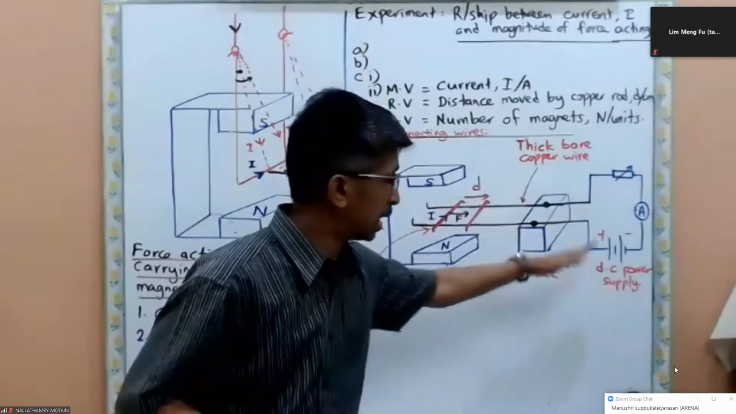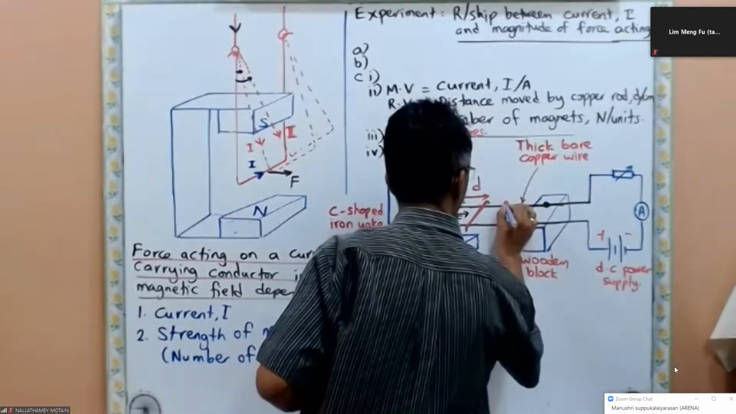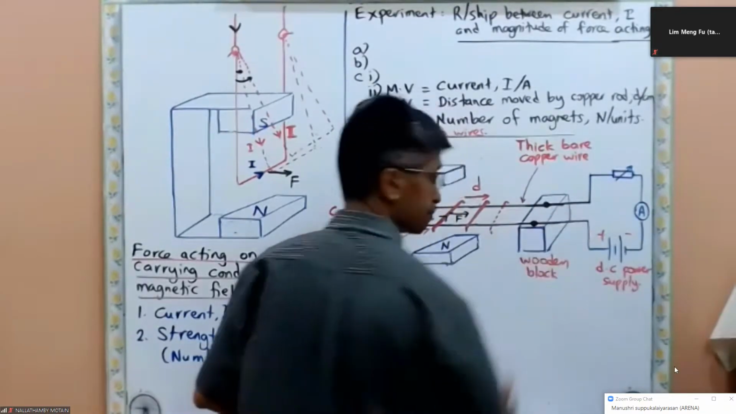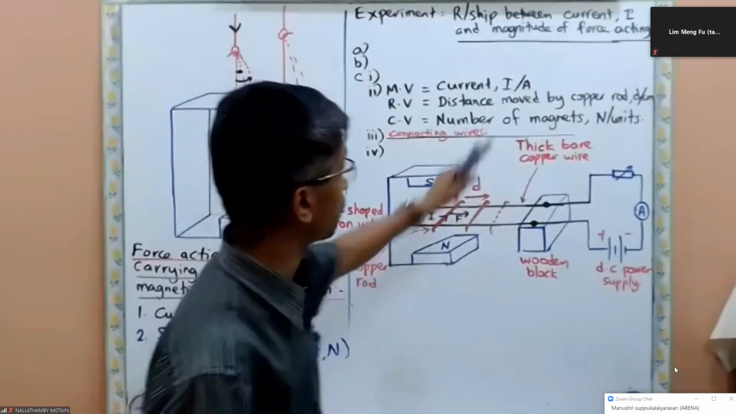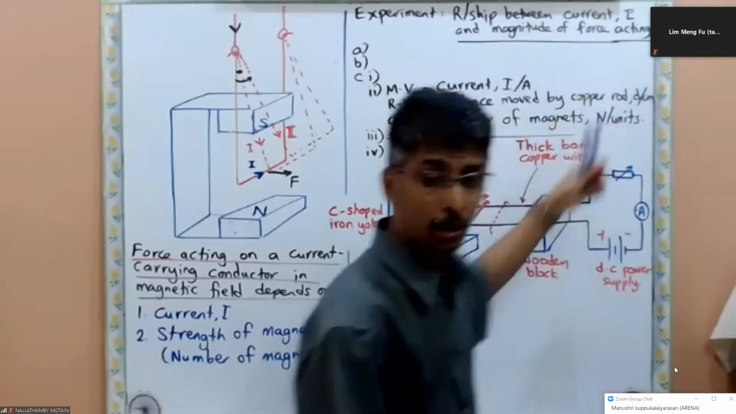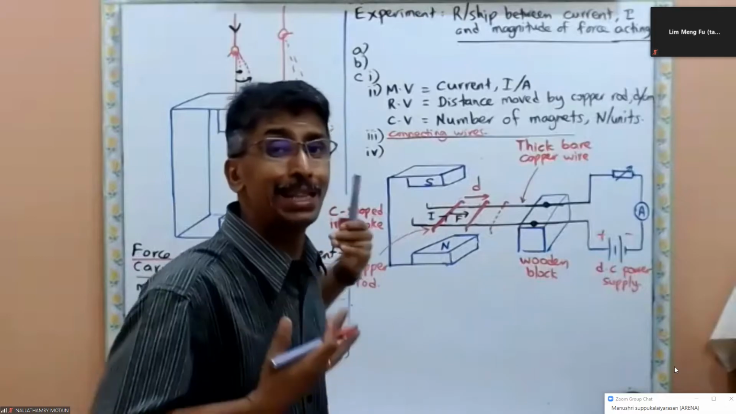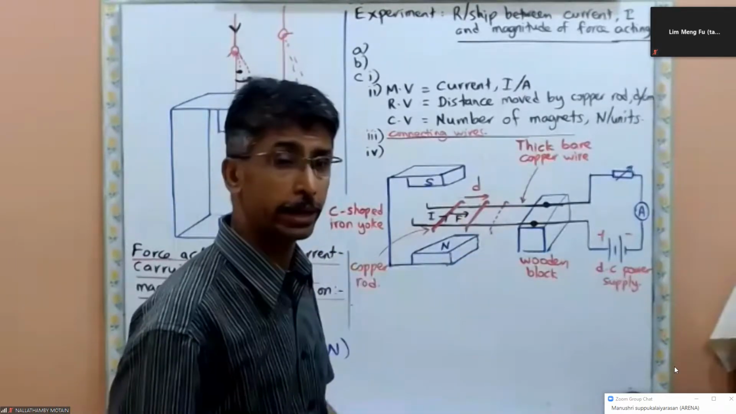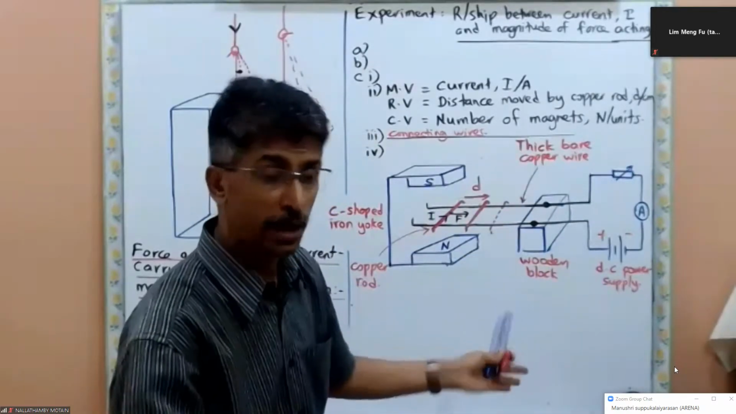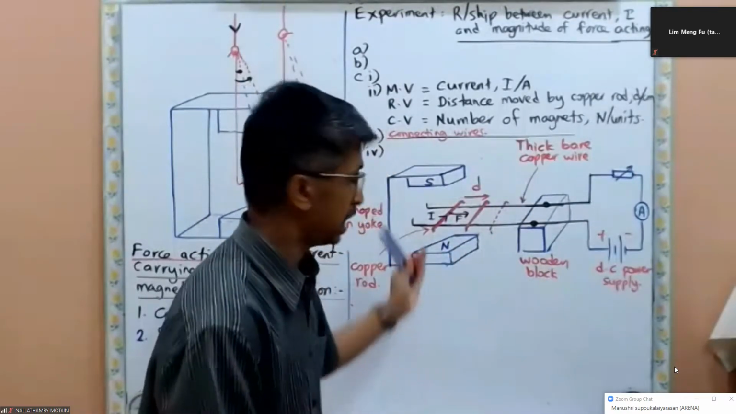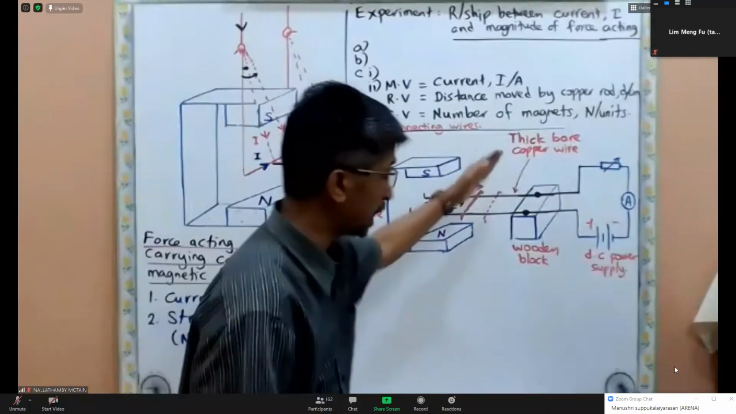So if the current is increased, what happens? This conductor will move somewhat further. So the distance over here indicates what? It indicates the magnitude of the force acting. So the further the distance moved means what? Greater the force acting. Maybe in the exam they can give you two diagrams with this. One with a small current, one with a bigger, larger value of current, and then they ask you to compare the distance moved.